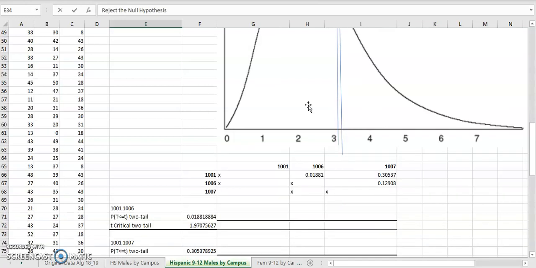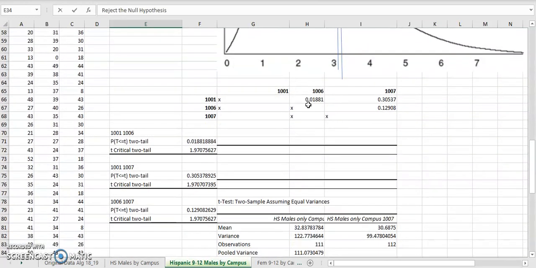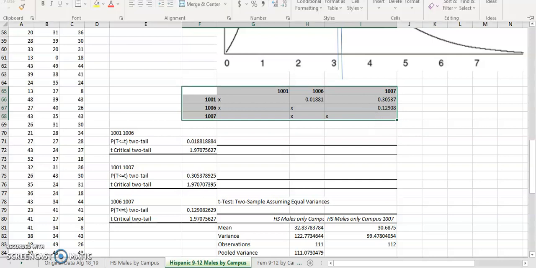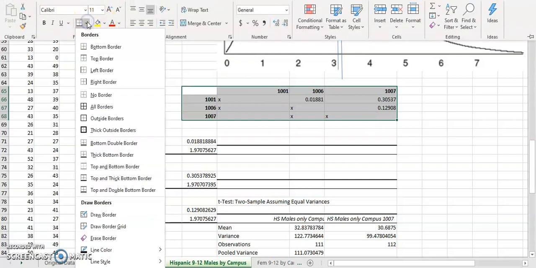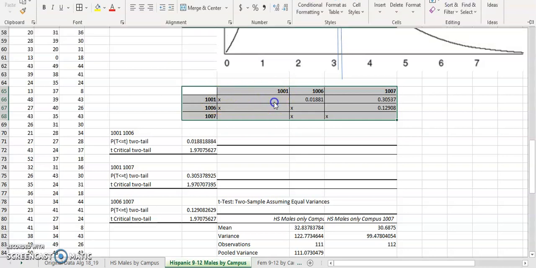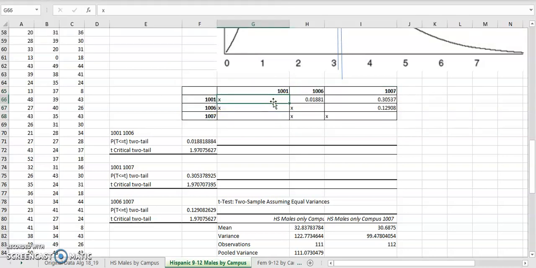Because of that, I'm going to go ahead and do a post hoc test between my 3 campuses, and I've drawn my little table here. Let's make that a little prettier. And I've kind of made a little matrix to keep up with which ones I need to compare. I would never compare 1001 to itself, so there's going to be a null void there. I'm not even going to run that test.